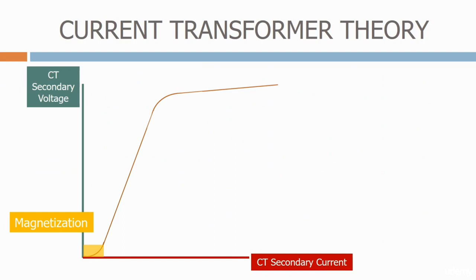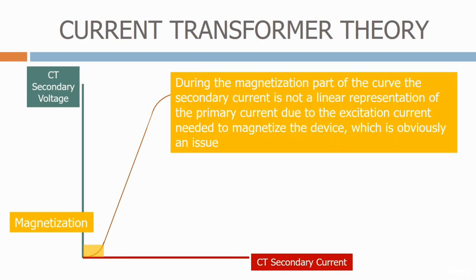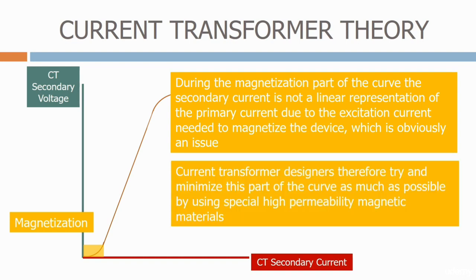Let's look first at the magnetization phase of the curve. During the magnetization part of the curve, the secondary current is not a linear representation of the primary current due to the excitation current needed to magnetize the device, which is obviously an issue. Current transformer designers therefore try and minimize this part of the curve as much as possible by using special, high permeability magnetic materials.